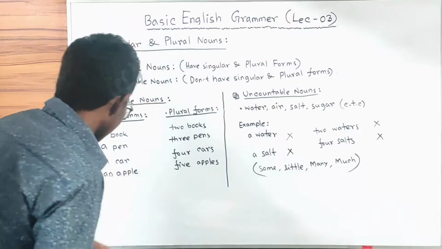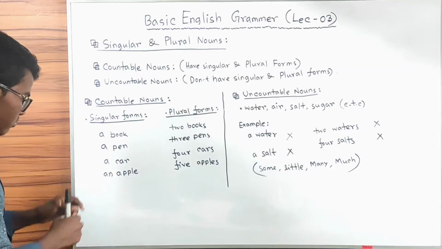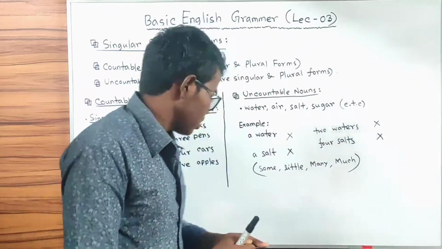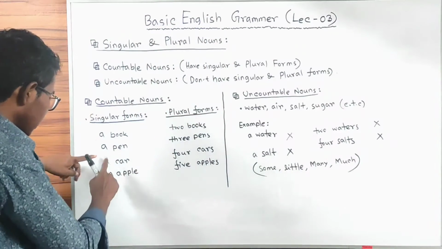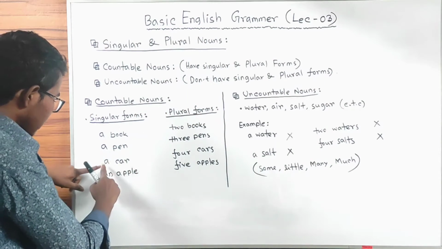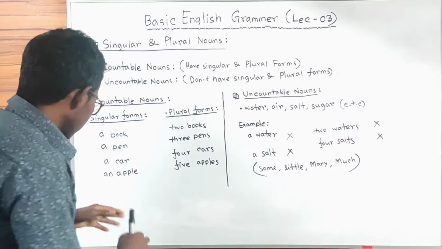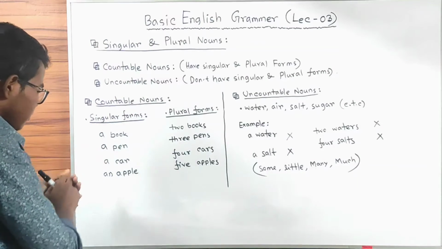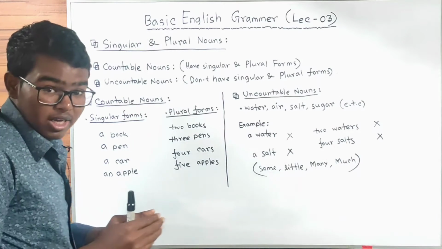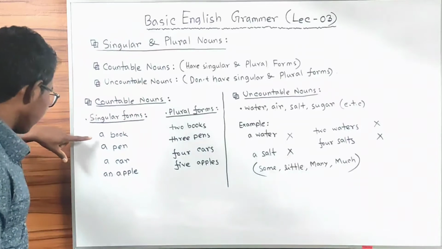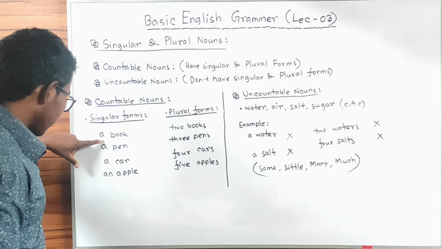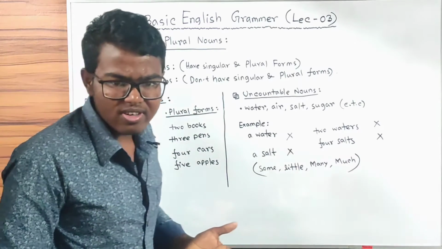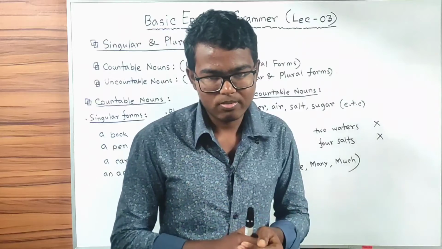So let's look at these examples. A book, that refers to a single book. One book, singular. A book, one book. A pen, one pen. A car, one car. An apple, one apple. These all are the singular forms. Maybe I have already told you that we use indefinite articles a or an, and these indefinite articles always refer to a single noun.